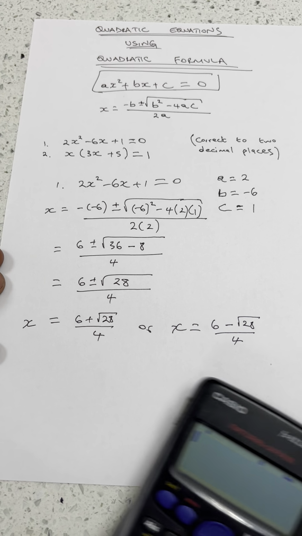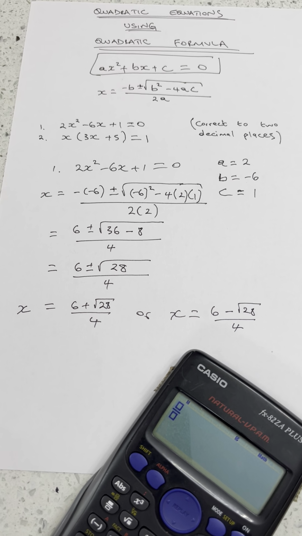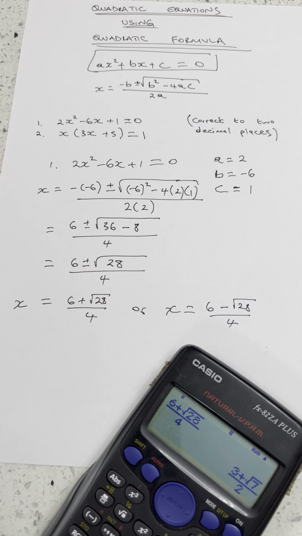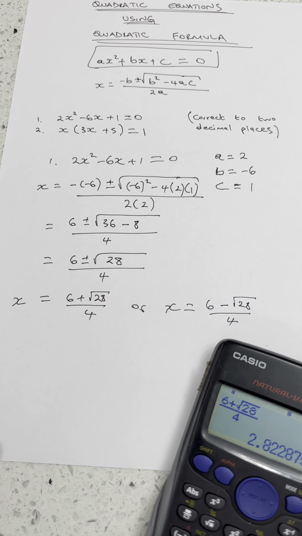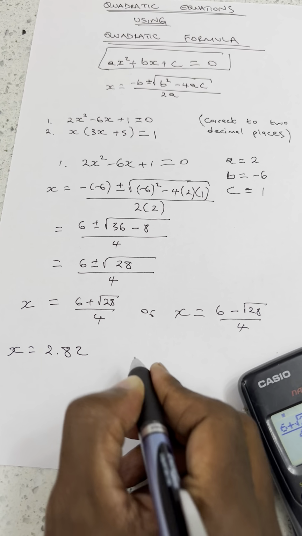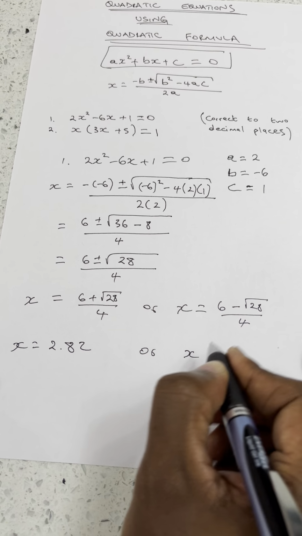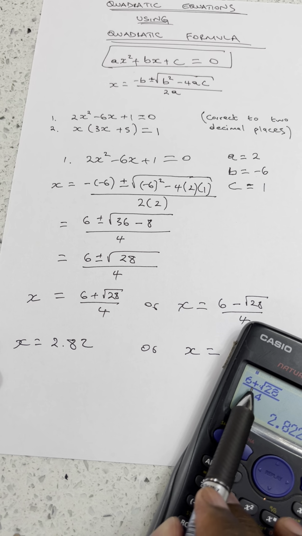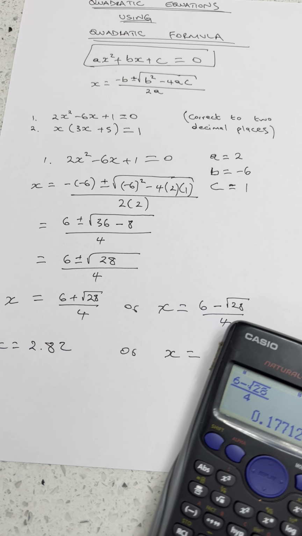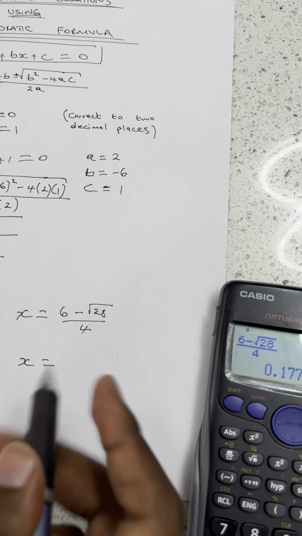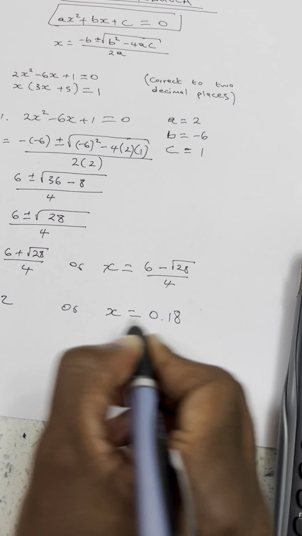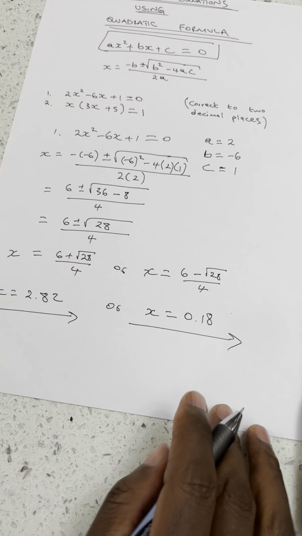We just need to use the calculator now to find our values. So this is 6 plus the square root of 28 divided by 4. The answer we get is 2.82. So x is equal to 2.82, or x is equal to, we just change the plus to a minus, and we get 0.18. Remember, we're rounding off to 2 decimal places. That is your final answer.